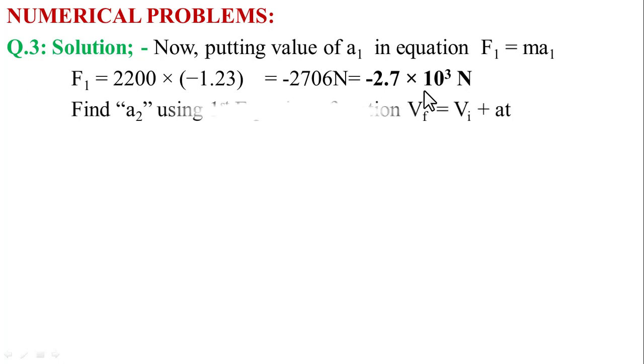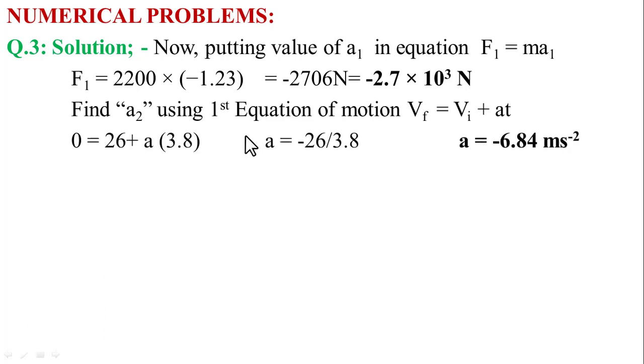Now we can calculate the acceleration a2 by using the first equation of motion. In the first equation of motion, Vf is equal to Vi plus at. Putting the values, 0 is equal to 26 plus a into 3.8. Here time t2 is equal to 3.8. Now a2 is equal to minus 26 divided by 3.8. We can calculate the value. Acceleration a is equal to minus 6.84 meter per second squared.